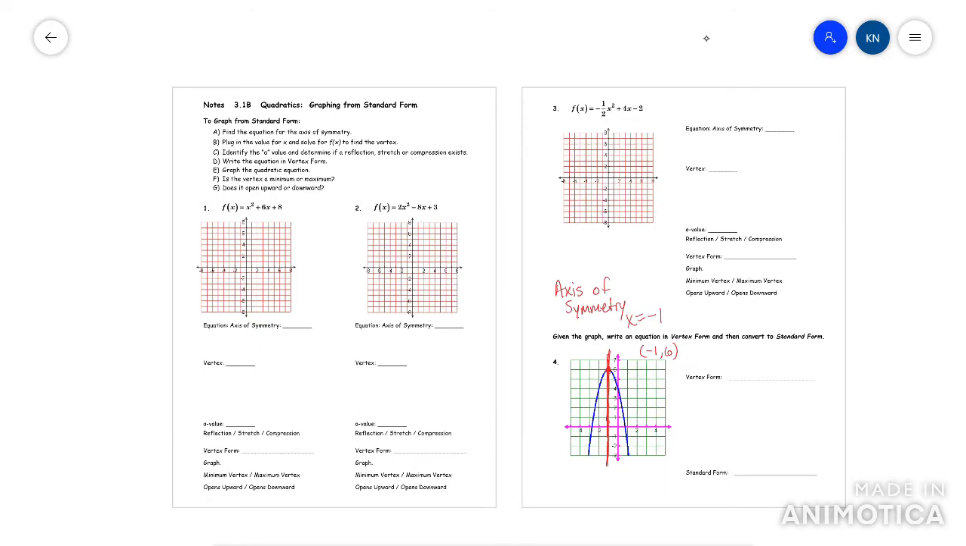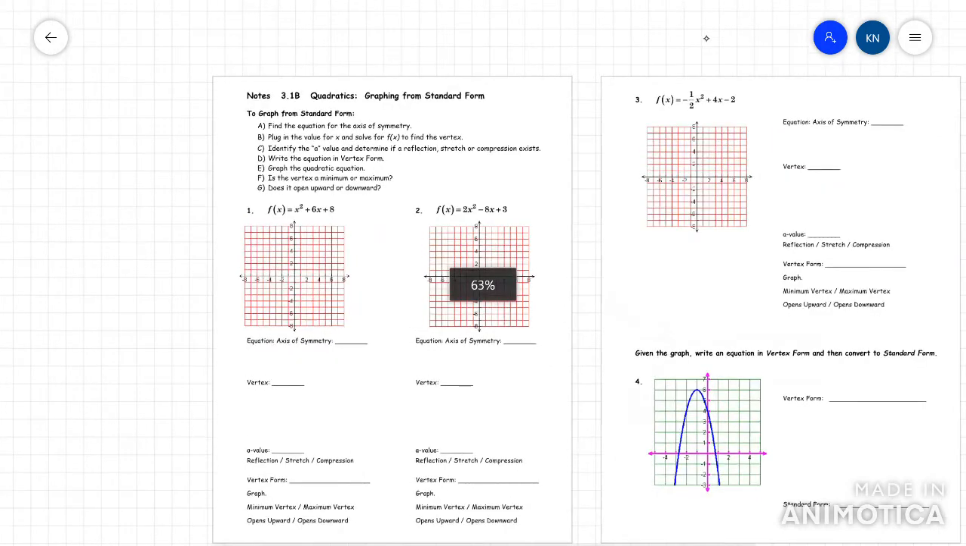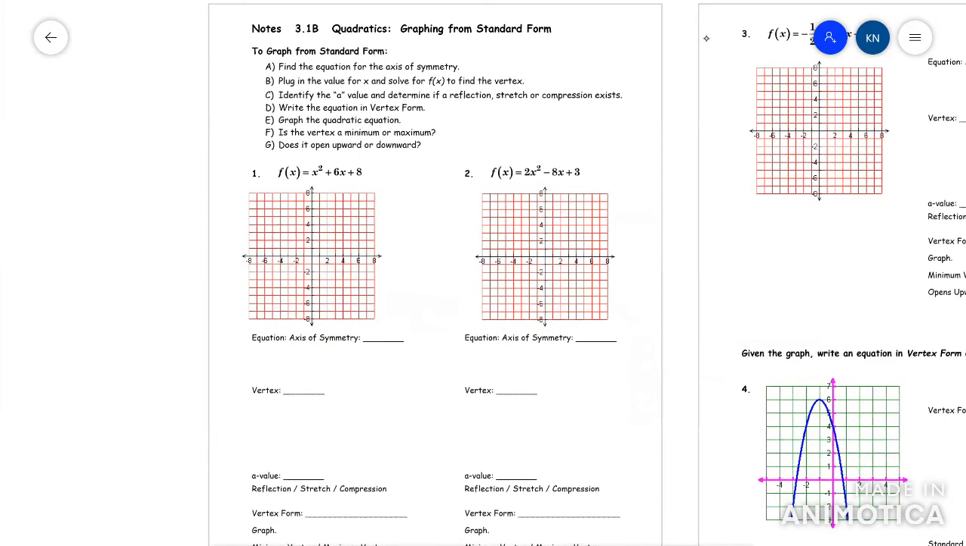So you need to know that going in because we're going to have to find the axis of symmetry for all of these in order to find the vertex. So let's just go ahead and get started. This first one, number 1 here. You have to go get the axis of symmetry. This is your first step.